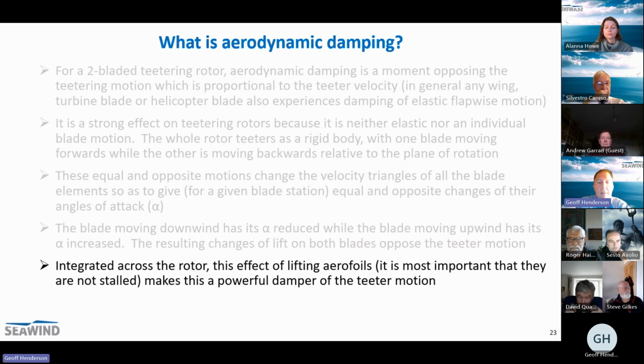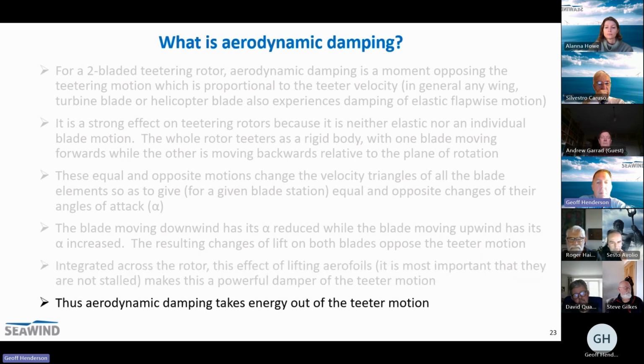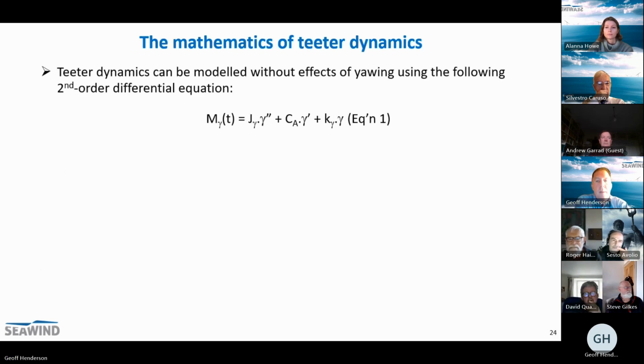Integrated across the rotor, this effect of lifting aerofoils, and it's most important that they are not stalled, makes this a powerful damper of the teeter motion. Thus, aerodynamic damping takes energy out of the teeter motion.